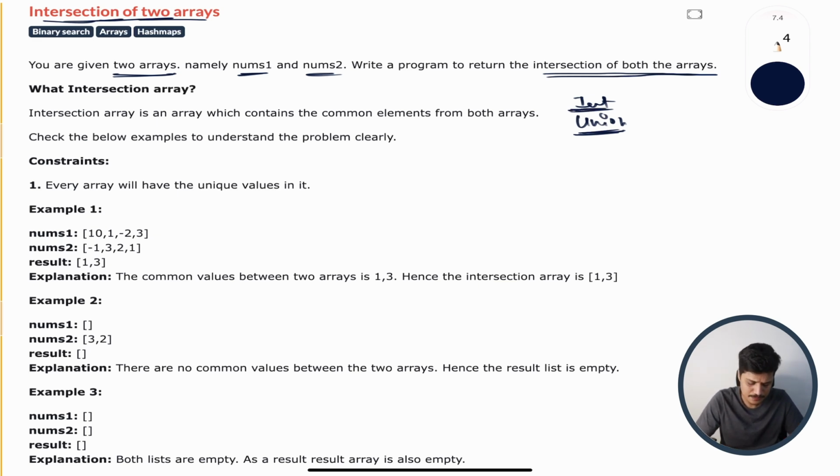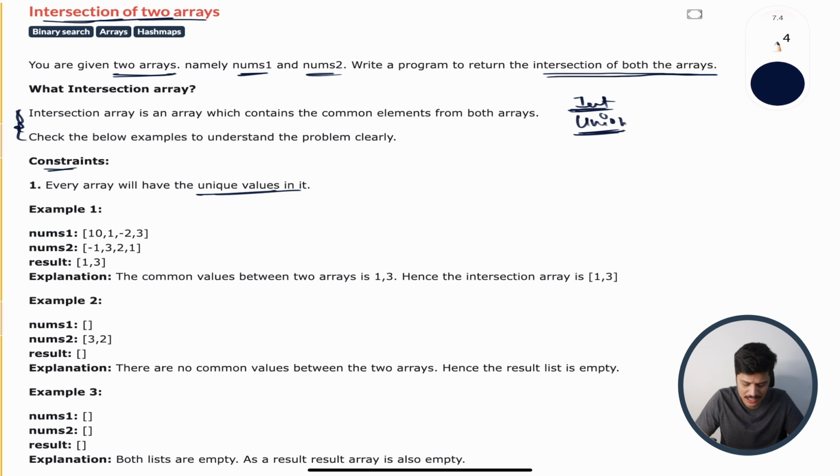That is the definition of what exactly is the intersection of arrays, and the constraint that we have is that every array will have unique values in it. So every array will have unique values. That means not even any single value will appear twice. So we don't have to worry about any of the duplicates.